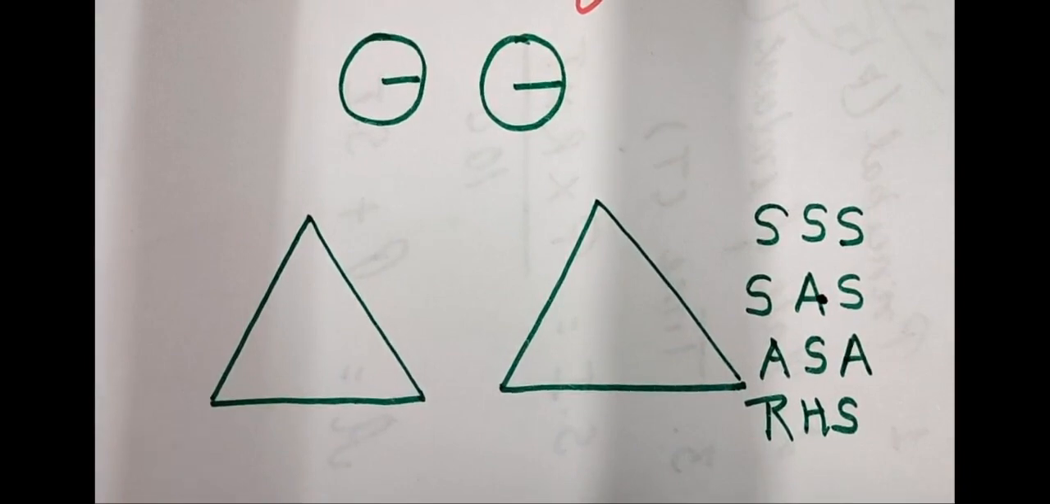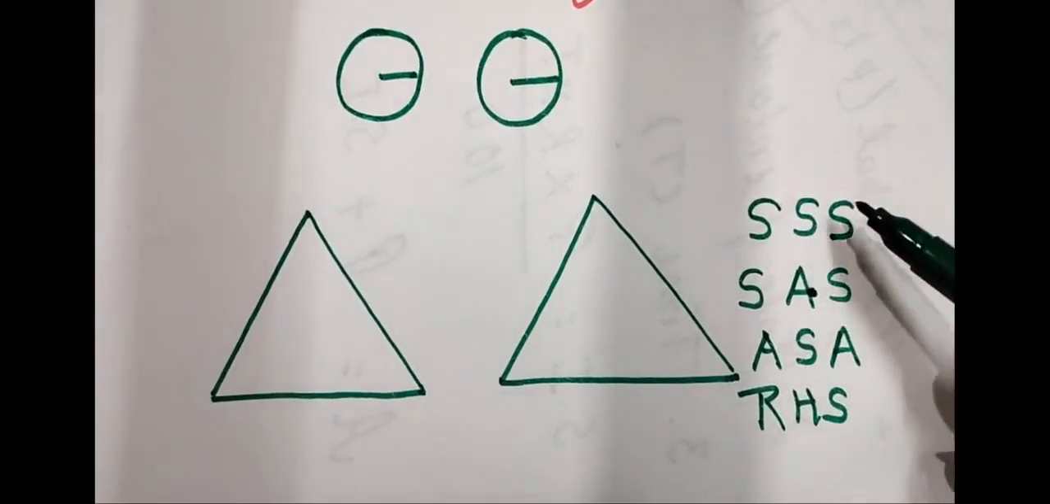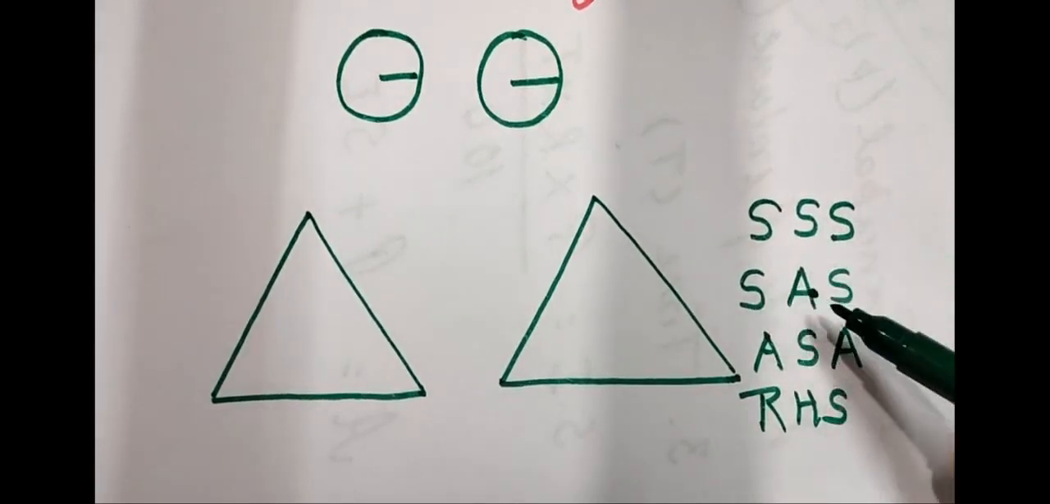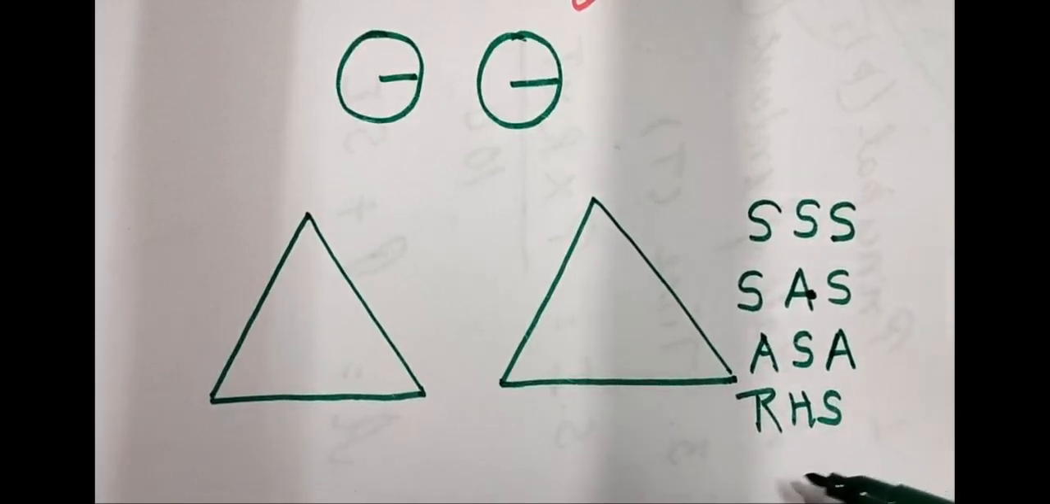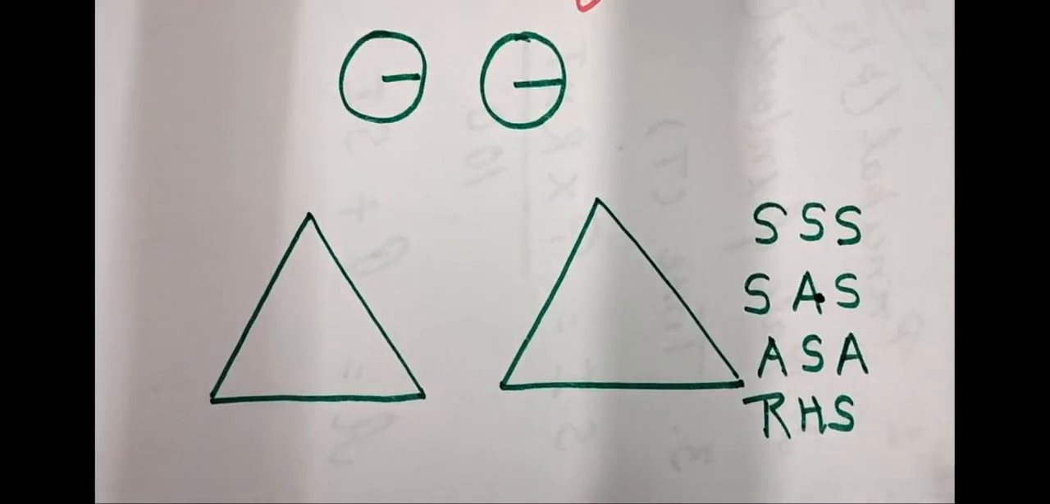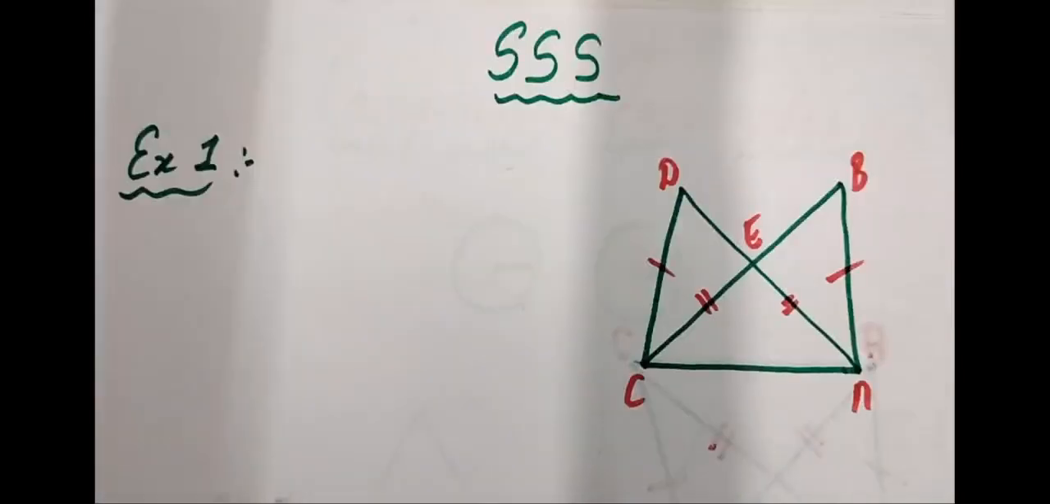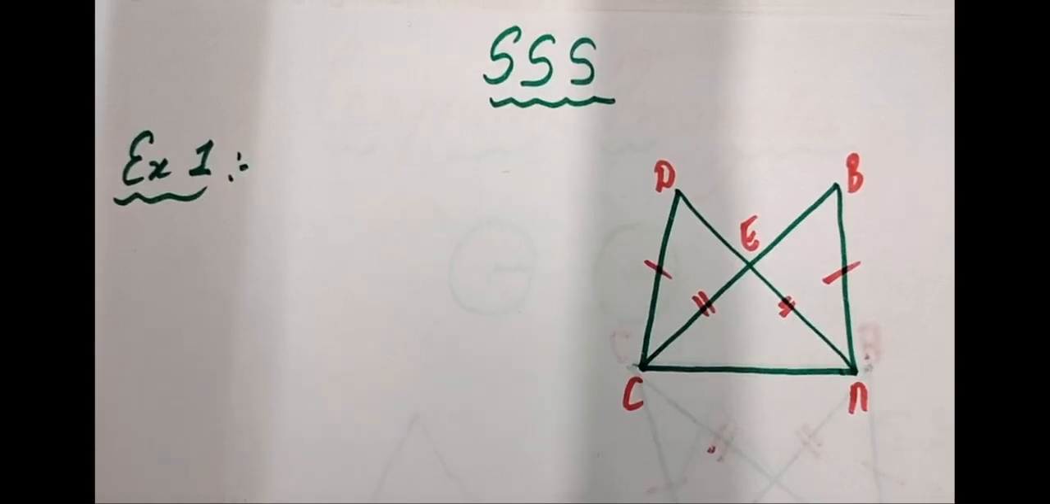So these are the four basic criteria of congruency: side, side, side, side, angle, side, angle, side, angle, and right angle, hypotenuse and side. So let's try to solve a few examples on the basis of the first criterion, that is SSS, that means side, side, side. So let's take the first example.